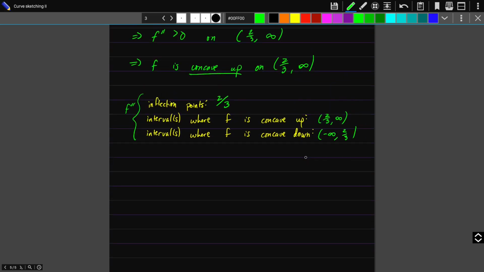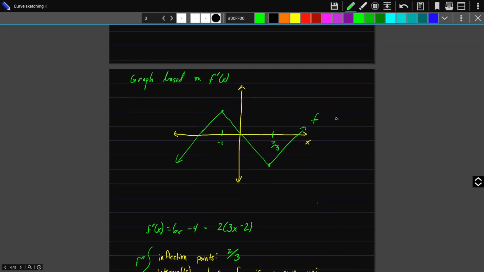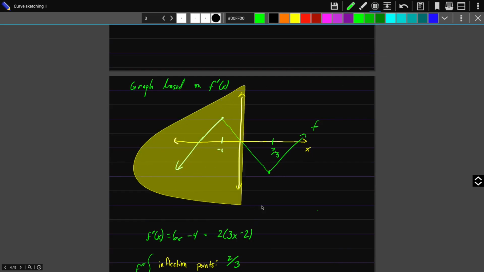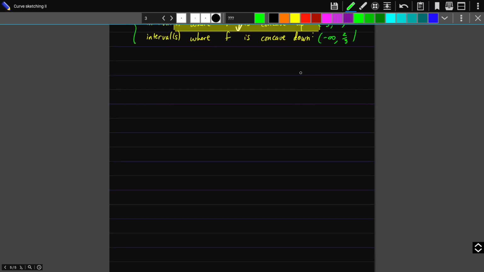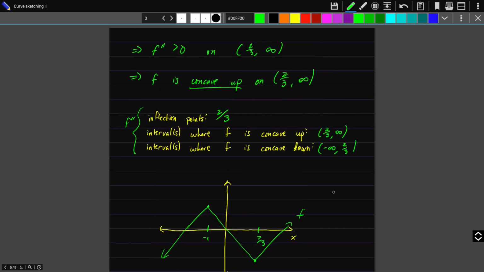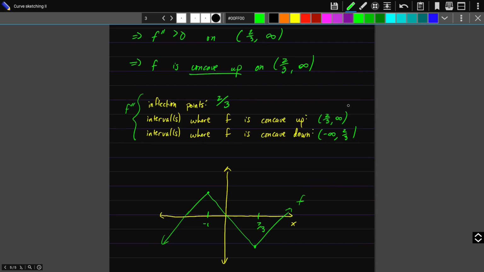So how does that inform our graph? Let me just copy down the graph as it was based on the first derivative. So our working graph looked like this. And now we've got a little bit more information. So we've got 7/3, and then we've got a new point, which is our inflection point at 2/3. And okay, so our graph is changing from concave up to concave down at 2/3. Rather, the other way. It's changing from concave down to concave up at 2/3.